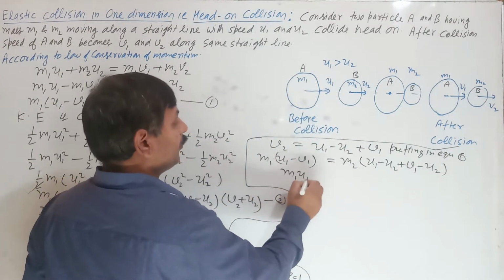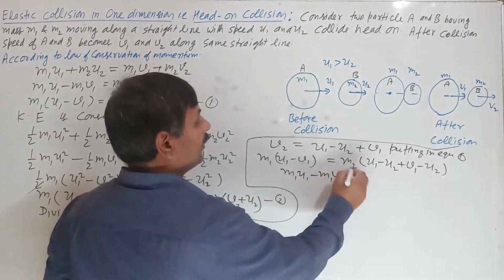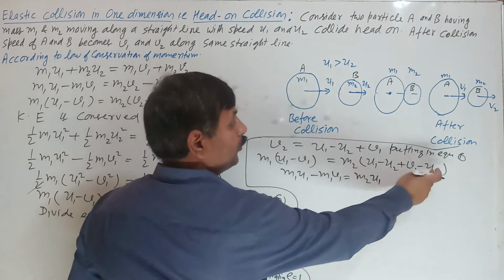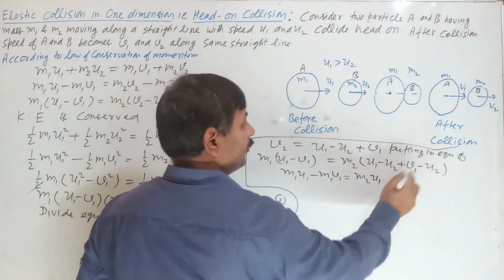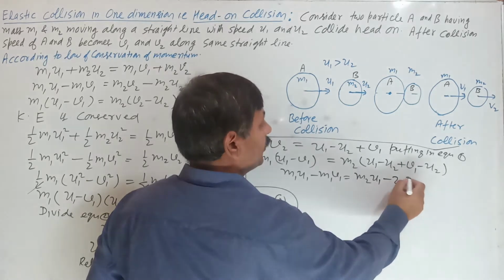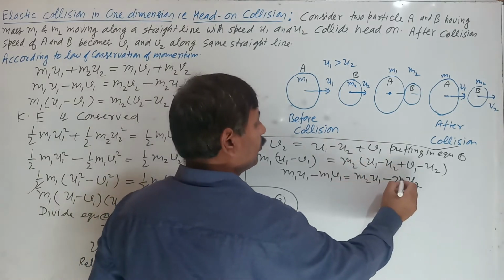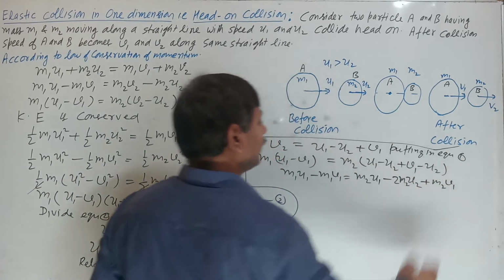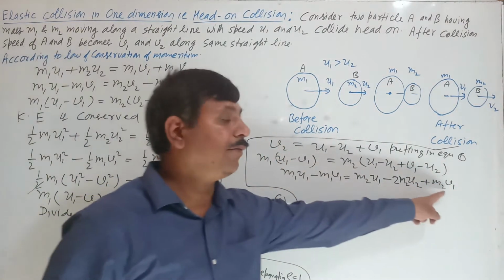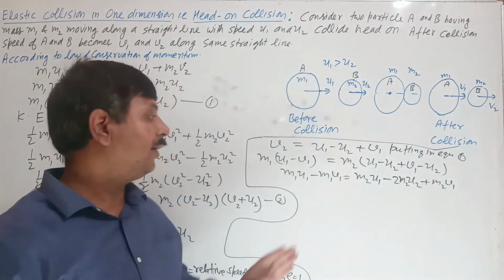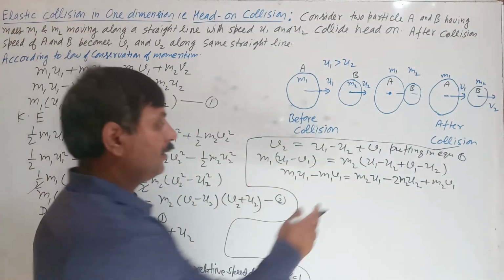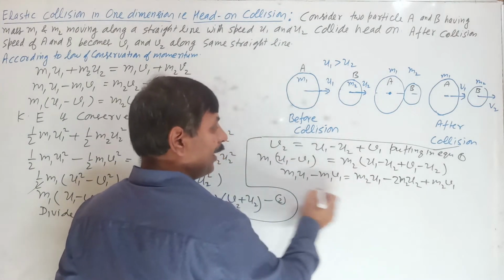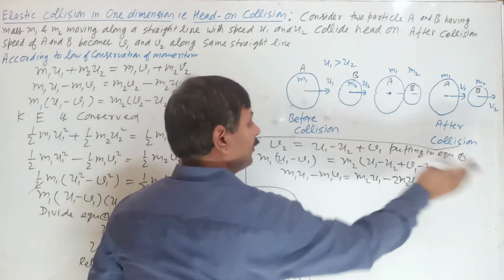See here, m1 u1 minus m1 v1, here m2 times u1, and minus u2 minus u2 becomes 2u2, so m2 multiplied gives 2m2 u2 and m2 v1. See, if you want to calculate v1 you will take it on one side and transfer the others to the other side. So this we have transferred left, this also transferred left, this I have transferred right.